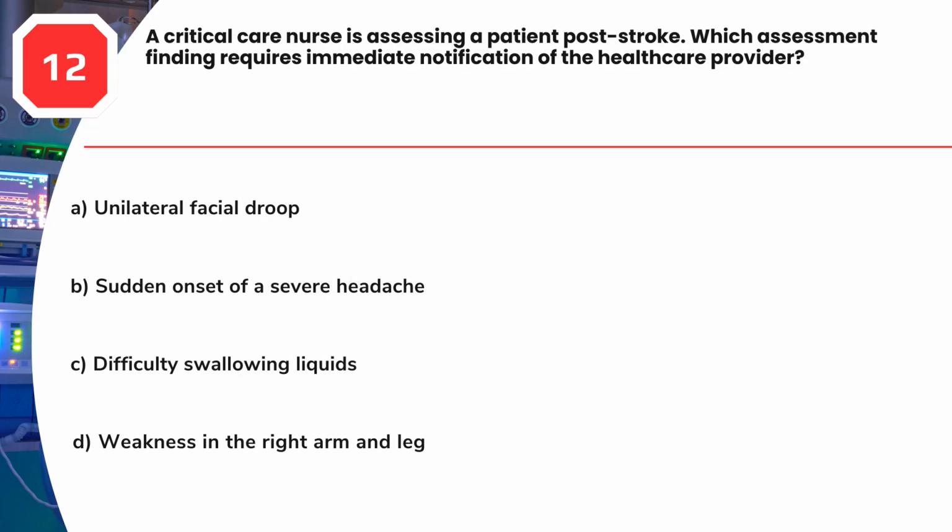Question 12. A critical care nurse is assessing a patient post-stroke. Which assessment finding requires immediate notification of the healthcare provider? A. Unilateral facial droop. B. Sudden onset of a severe headache. C. Difficulty swallowing liquids. D. Weakness in the right arm and leg.